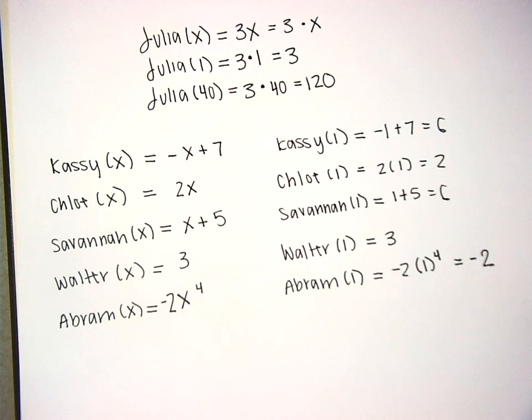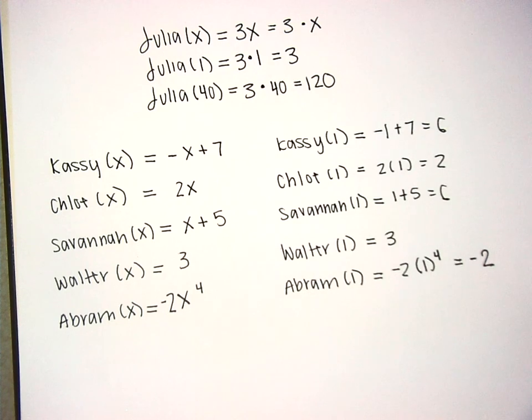Savannah of negative 1. 4. 4 is correct. Walter of negative 1. 3. And Abram of negative 1. Give me 1 second. It's negative 2. Why is it negative 2? Explain yourself.